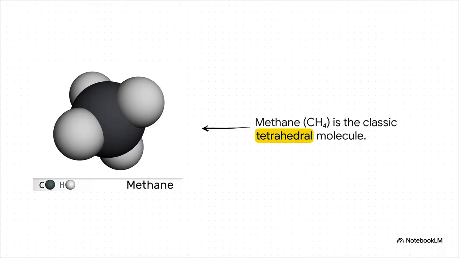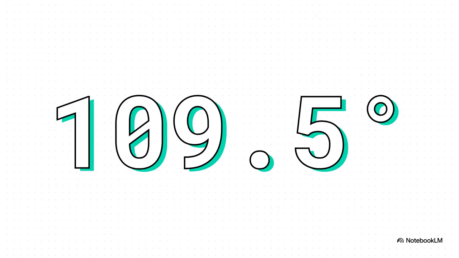Methane, CH4, is the classic example here. You've got carbon in the middle, bonded to 4 hydrogen atoms. They don't lie flat. They arrange themselves in this perfect symmetrical tetrahedral shape. And that magic number for the bond angle in a perfect tetrahedron is 109.5 degrees. That's the maximum separation they can get in 3-dimensional space.